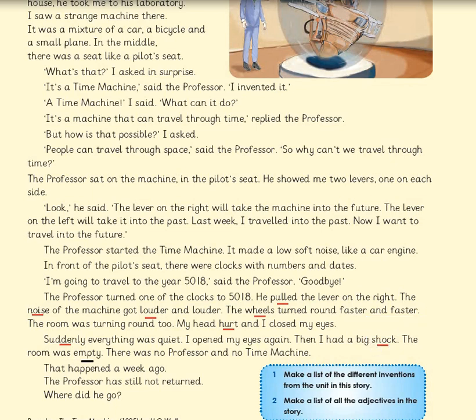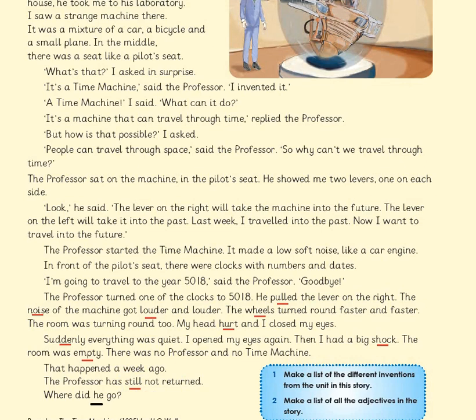The room was empty, كانت الغرفة empty فارغة. اوكي والعكس full ممتلئ. There was no professor and no time machine, لم يكن هناك لا بروفيسور ولا آلة زمن. That happened a week ago, هذا حدث منذ أسبوع. The professor has still not returned, لم يعد. Return means يعود.